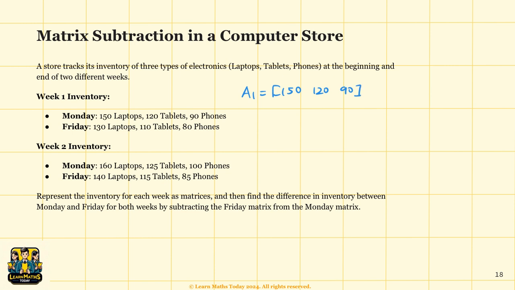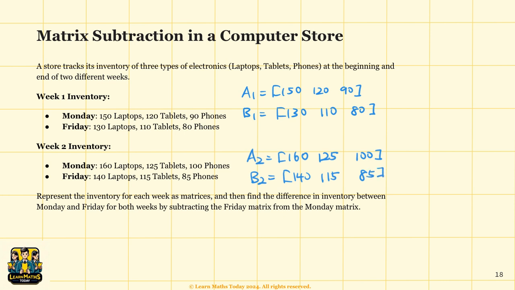And on week 1 for Friday, we can represent it as B1. There is 130 laptops, 110 tablets, and 80 phones. On week 2, we have A2 equal to 160 laptops, 185 tablets, 100 phones. And then for Friday, let's represent it as B2, where we have 140 laptops, 155 tablets, and 85 phones.